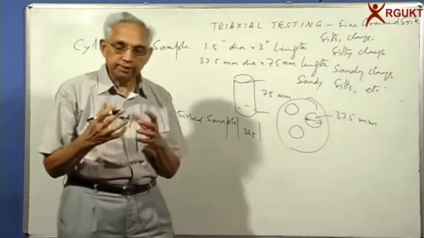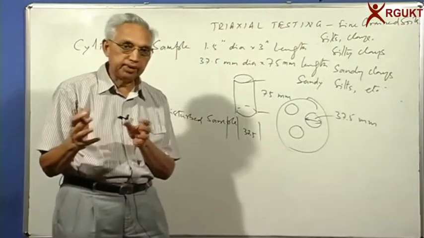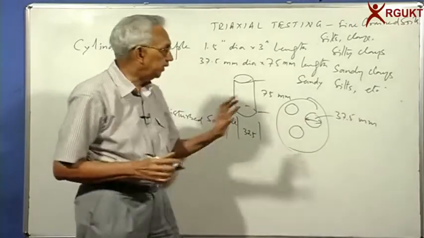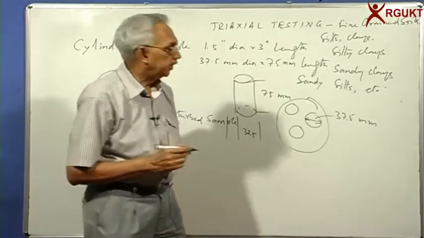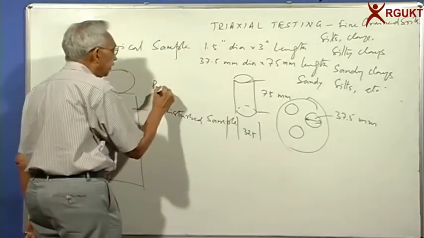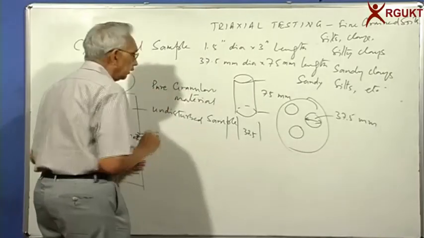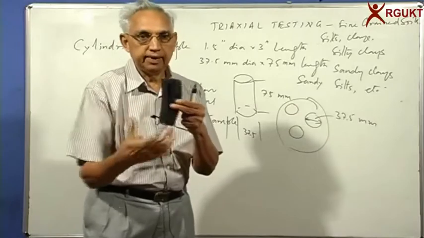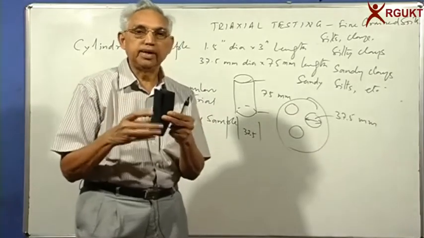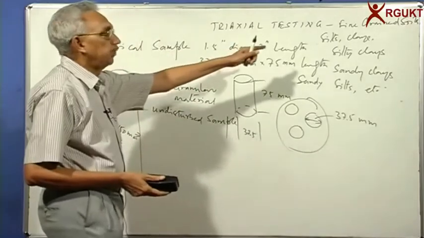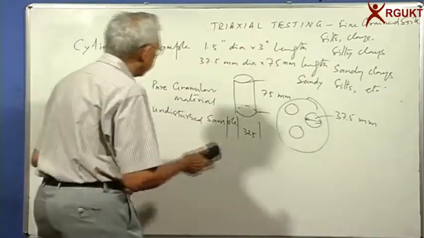Basically, where the fines content is usually more than 20 to 30%, then when you take a sample, it will stand by itself. You cannot have a sample of pure granular material. If I try to take a sample like this, the sand gravel will fall down, so you cannot usually get a cylindrical sample. But if you have a fine grained soil, you can get a sample.